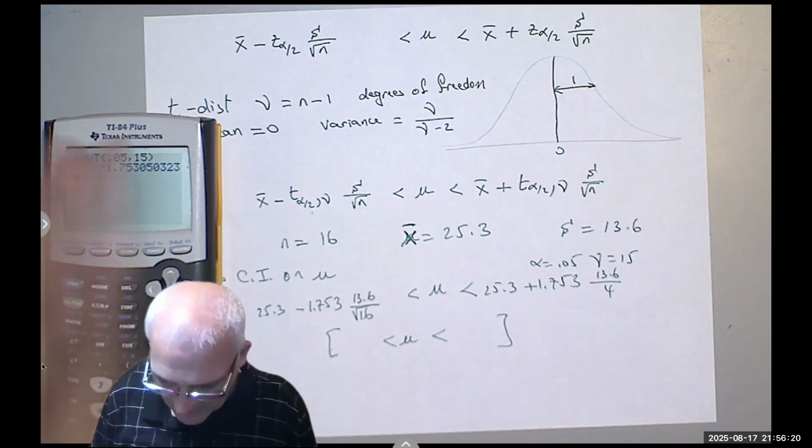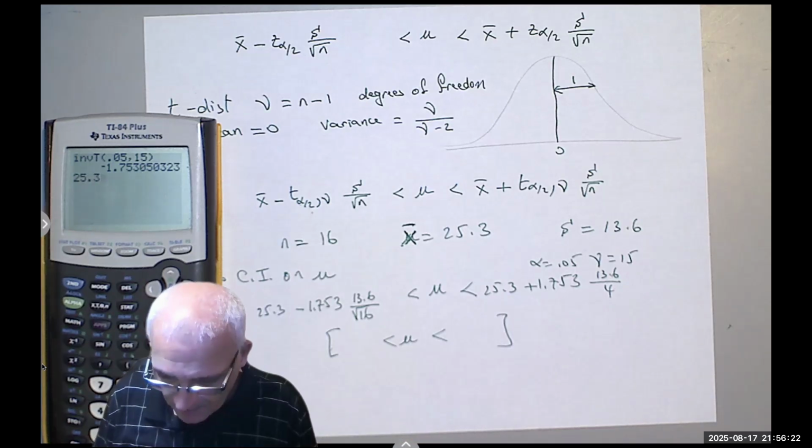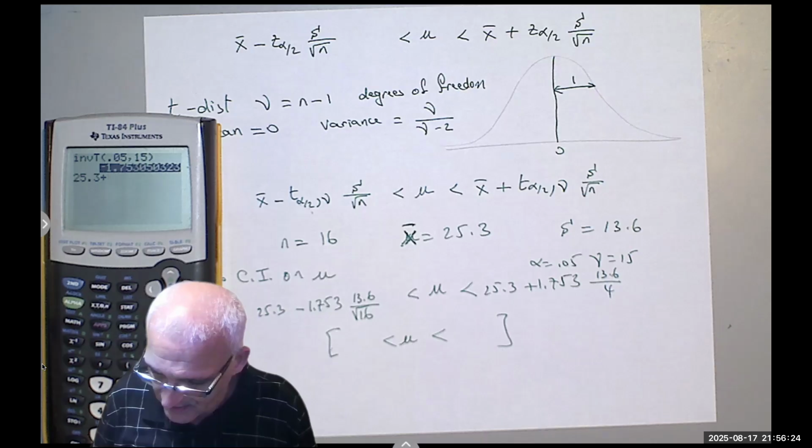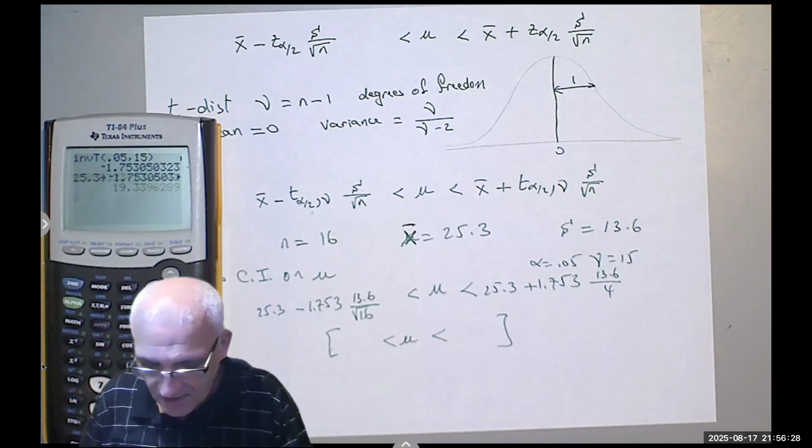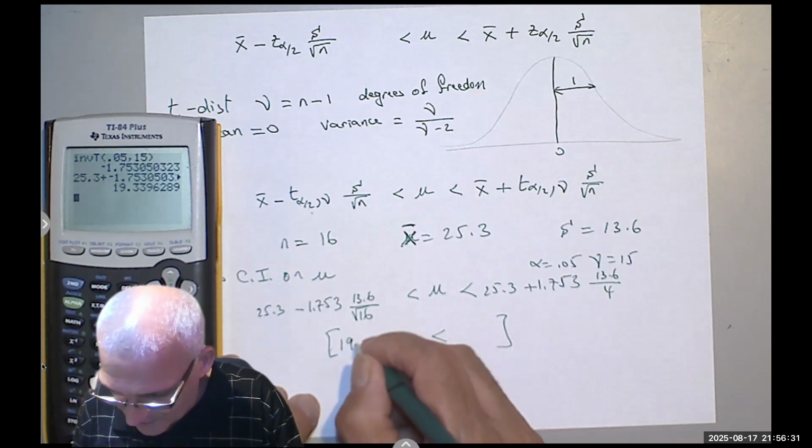And of course, you can use the calculator: 25.3 plus, since this is negative, times 13.6 over 4, and you get 19.34.